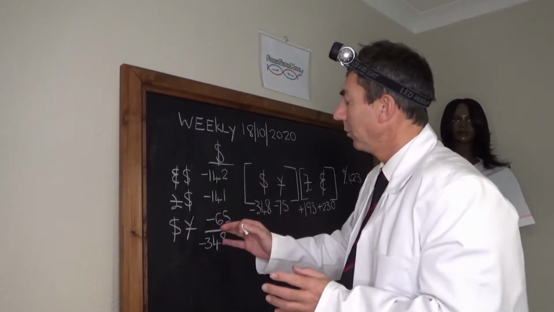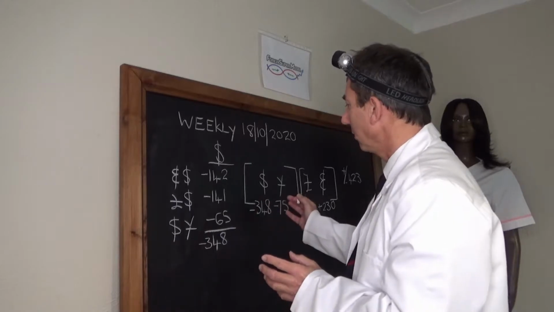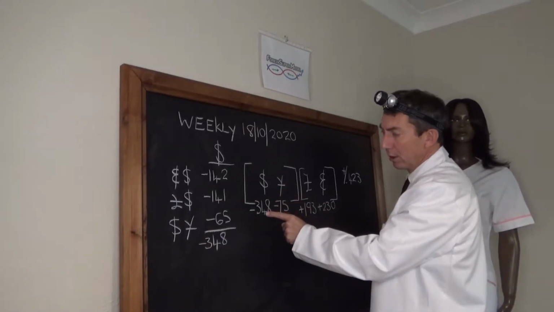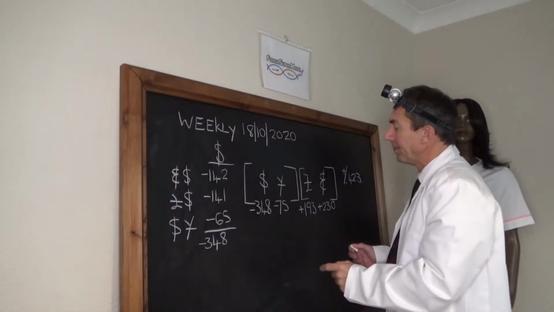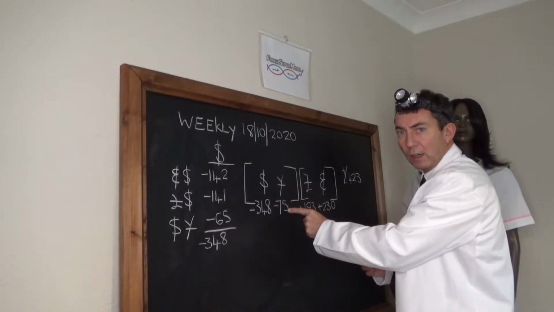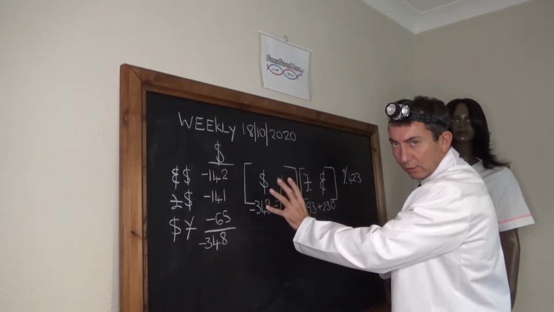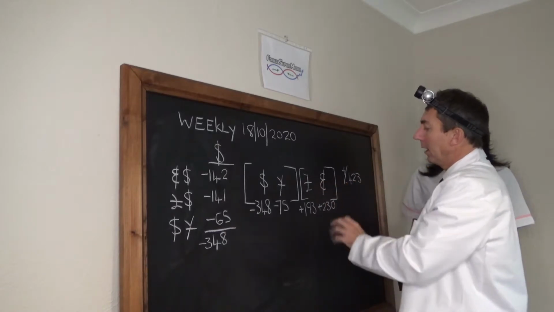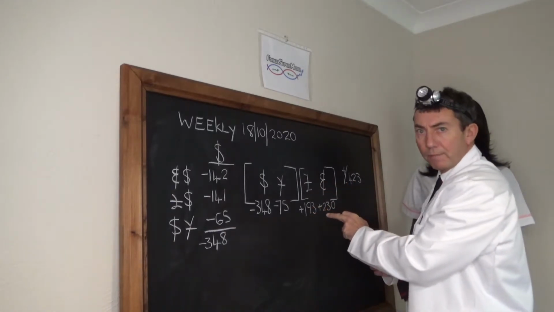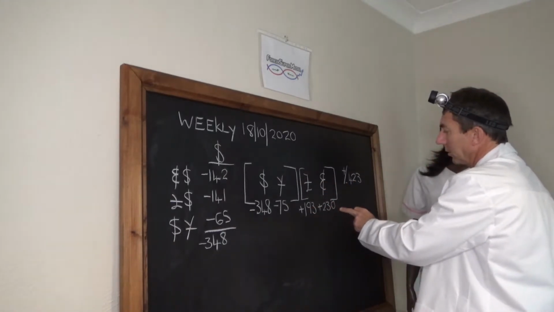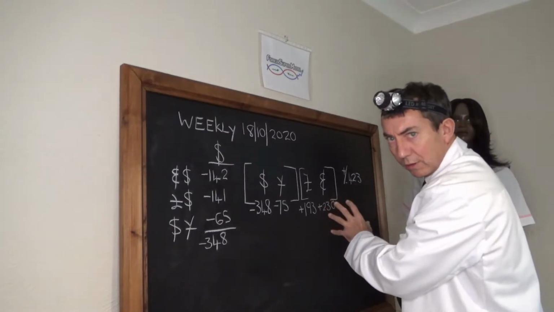Now, if we look at the results for the other complexes, we can see that the dollar was -348, as we said. The yen was -75. They were the negative flows. The pound was +193. And the euro was +230. They were the positive flows.